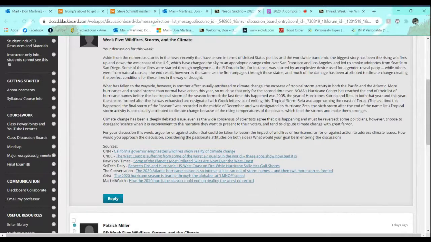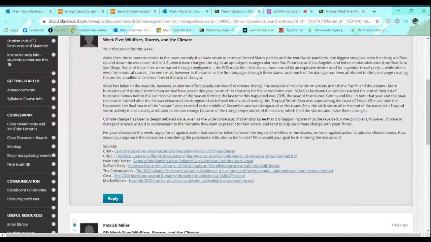Climate change has been a deeply debated issue, even as the wide consensus of scientists agree that it is happening and must be reversed. Some politicians, however, choose to disregard science when it is inconvenient to the narrative they want to present to their voters and tend to dispute climate change with great fervor.